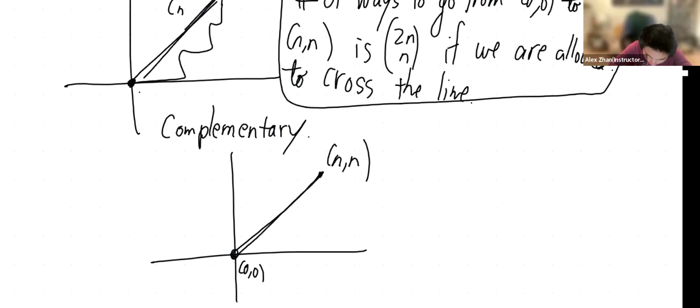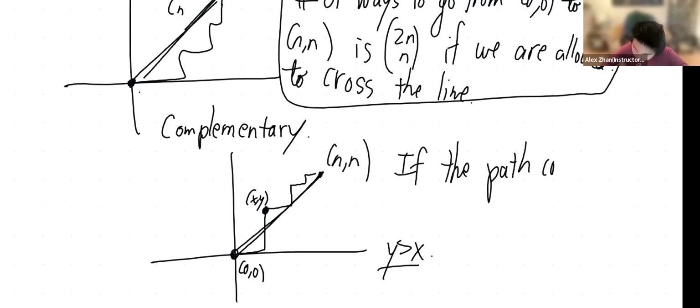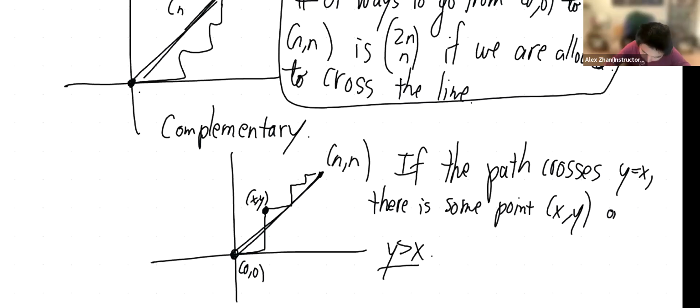For any path that goes over this line, there must be some point on this path such that y is bigger than x. In other words, if the path crosses y equals x, there is some point (x,y) on it such that y is equal to x plus 1.